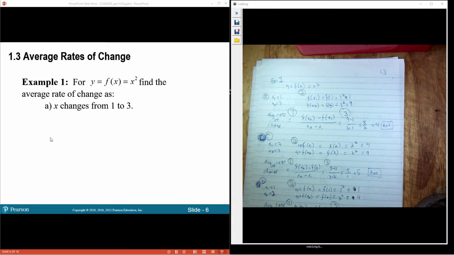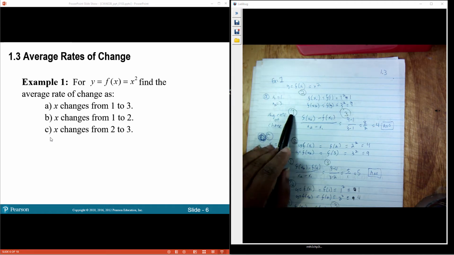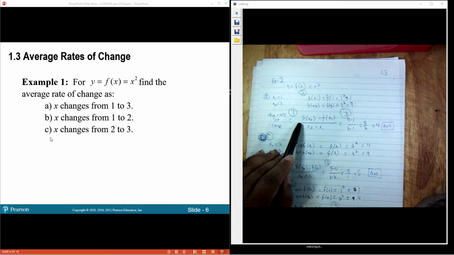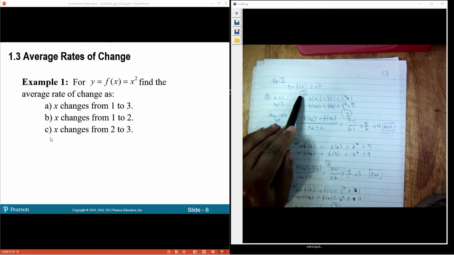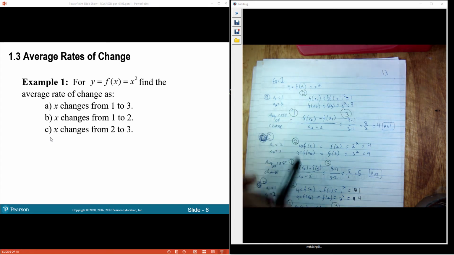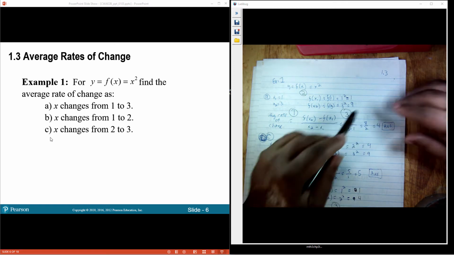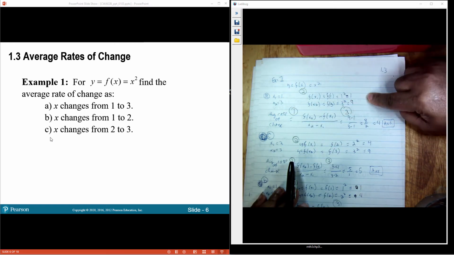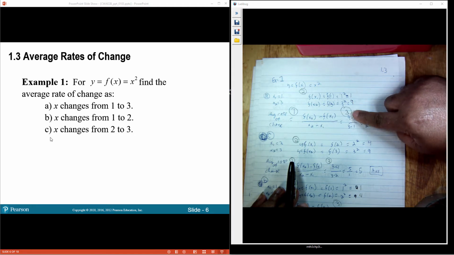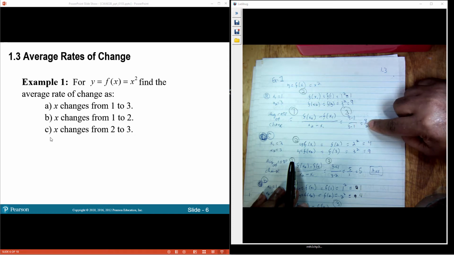This one here asks us to find the rate of change of f of x as x goes from 1 to 3, which splits into 1 to 2 and 2 to 3. For the first one, 1 to 3, the first thing I did was write out my formula. The second thing I did was assign values to my variables. The third thing I did was plug in. Then I simplified.